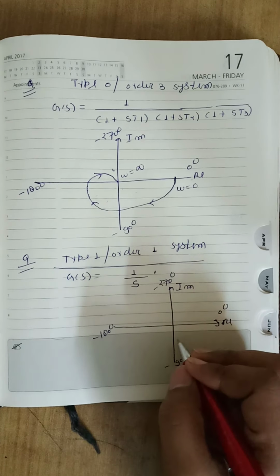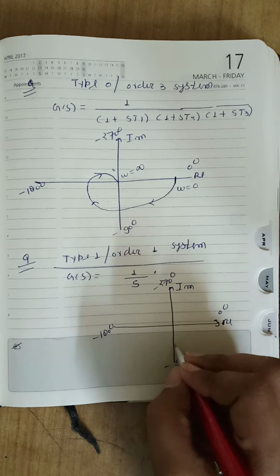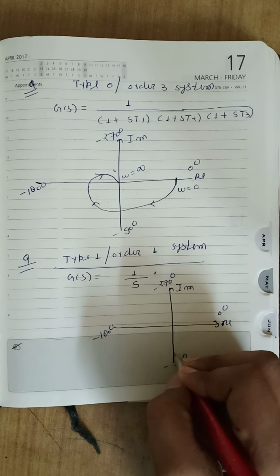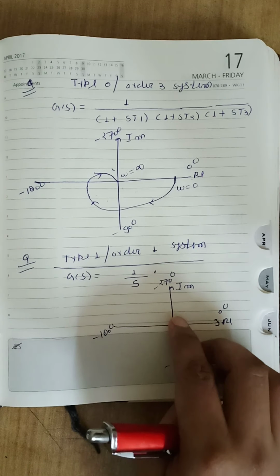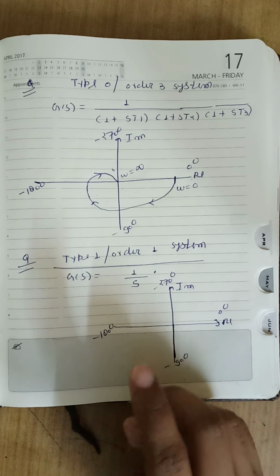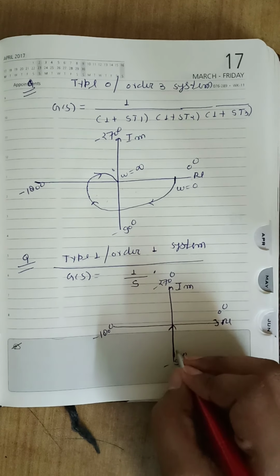And here we have type 1 order 1. Type 1 means this line will define type 1, right? Order 1 means for the fourth quadrant, but both values are the same. So we have a plot on the line of angle minus 90 degree. Here we have omega equal to 0.